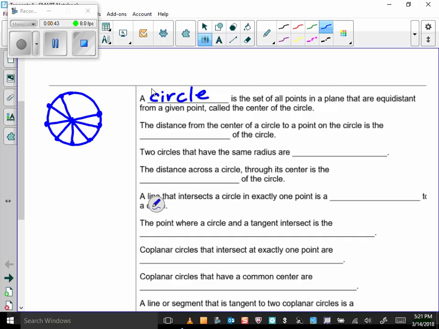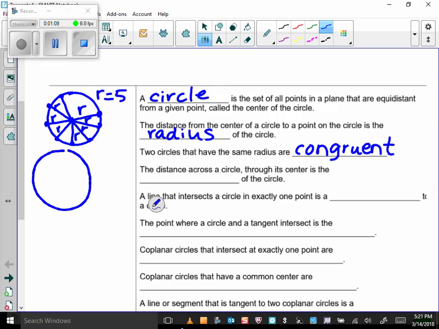The distance from the center of a circle to a point on the circle is the radius, as we all know. So all these lengths that I put here would all be the radius. They would all be the same. Two circles that have the same radius are congruent circles. So if r equals 5 here, and I have another circle over here, what if I say the diameter equals 10? I know the radius is half of that, so those two circles would be congruent.